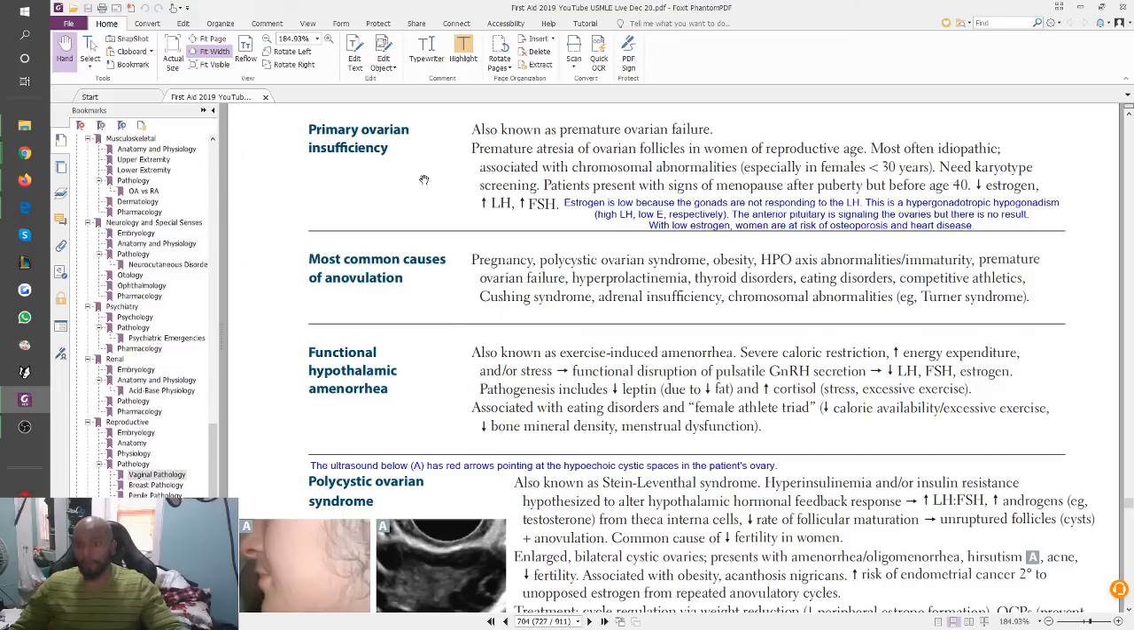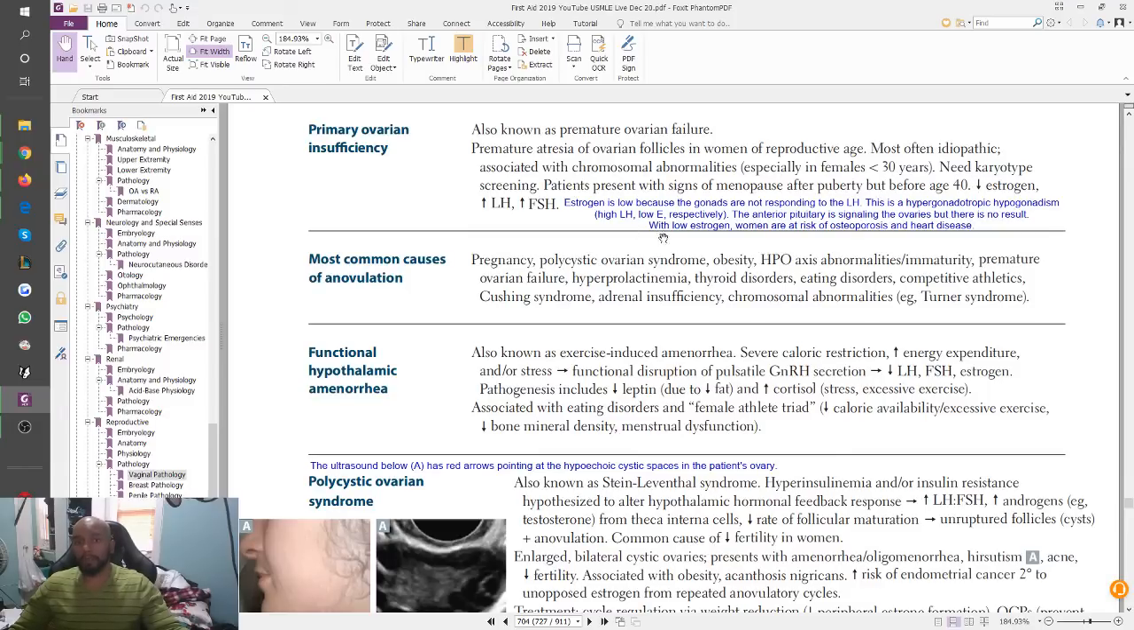Most often happens for no reason, right? So most often idiopathic, which means that a question stem can present with no real issues whatsoever, and then all of a sudden the answer is ovarian insufficiency. Associated with chromosomal abnormalities, especially in females that are under age 30, need karyotype screening because it's related to chromosomal abnormalities. So this can be an answer choice, right? How would you diagnose this patient's issue? Karyotype analysis. Patients present with signs of menopause after puberty, but before age 40, right?